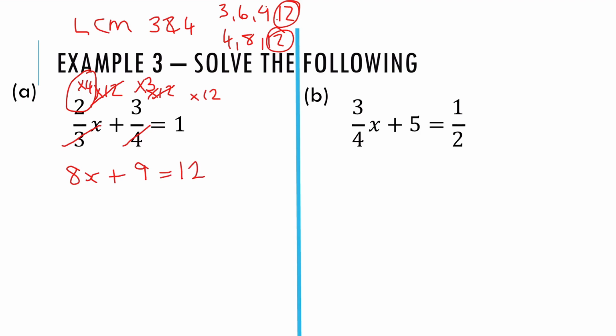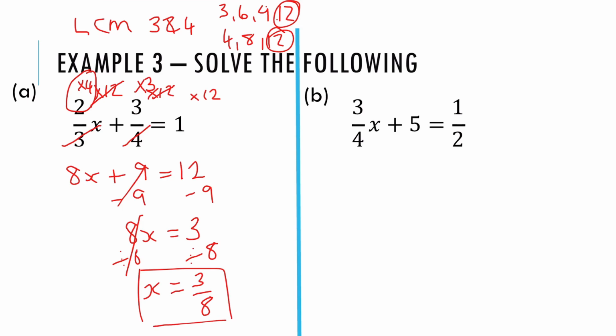I want to deal with the 9 first because that is adding the x, so I'm going to subtract 9 from either side, which leaves me with 8x equals 12 take away 9 gives me 3. The 8 is multiplying the x, so I'm going to divide each side by 8, which leaves me with x equals 3 over 8. I can't simplify that fraction any further, so I just leave it like so.